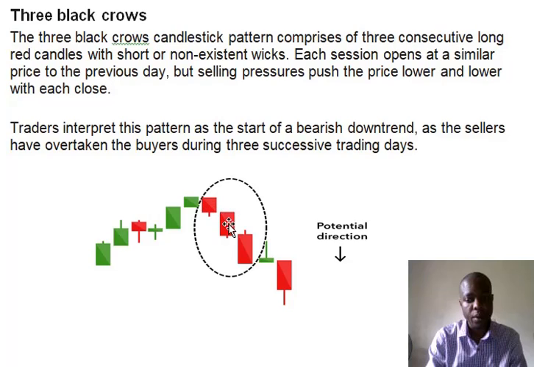As you can see now, long red, 1, 2, 3. First red, second red, third red. The downtrend candles, second downtrend candles, third downtrend candles. This signals further downtrends. You see this signal indicates that there may be what? Further downtrends.